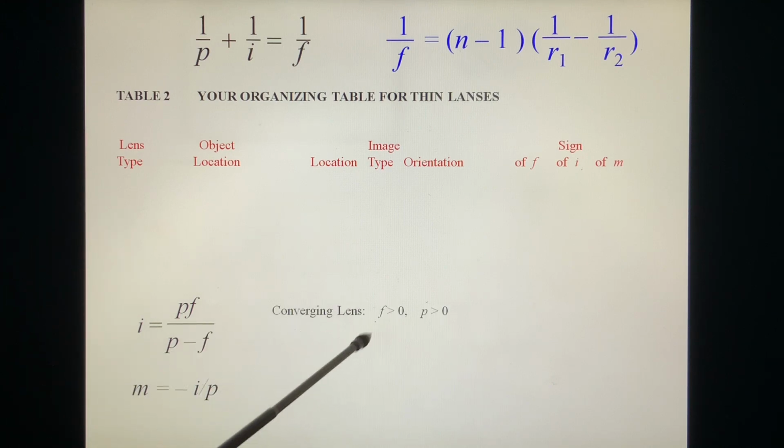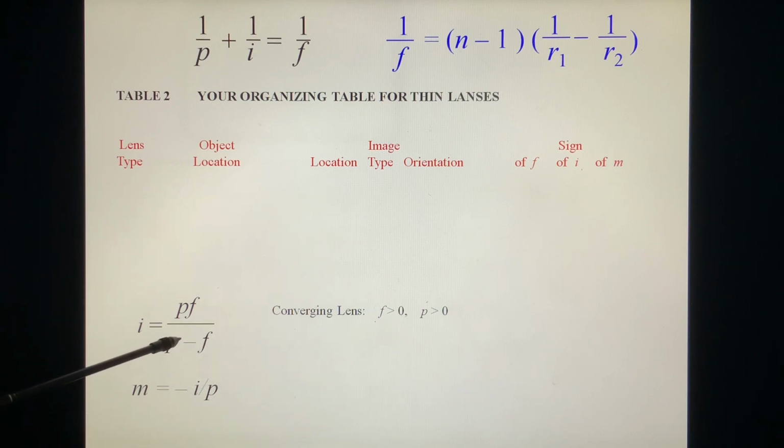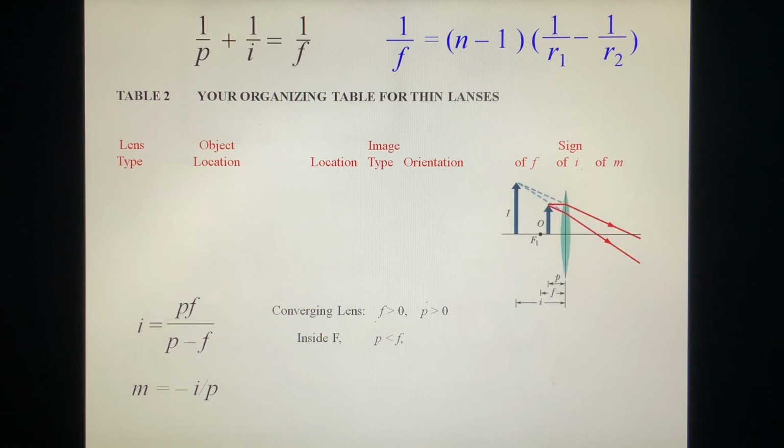Converging lens means F is larger than 0. P is larger than 0. So in this case, FP is positive, so PF is a positive number. And whether I is positive or negative depends on the magnitude of P and F. The first case, P is smaller than F, inside the focus. So this is a negative number, this is a positive number, so I is a negative number.